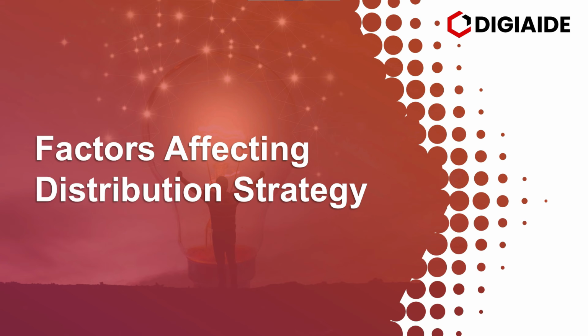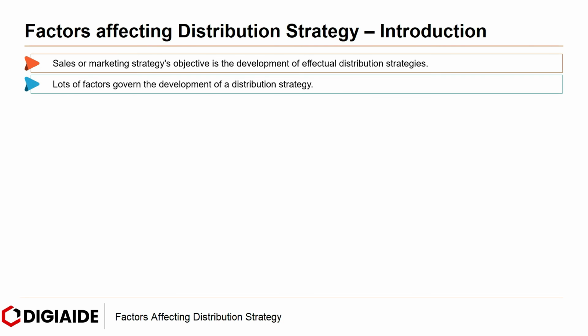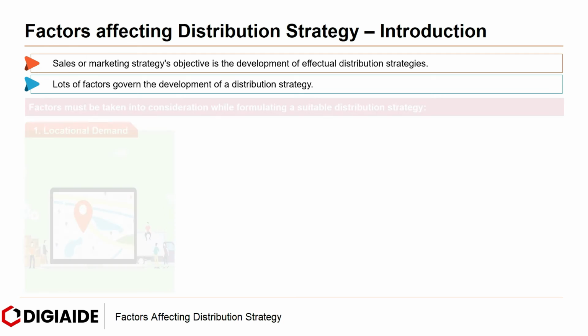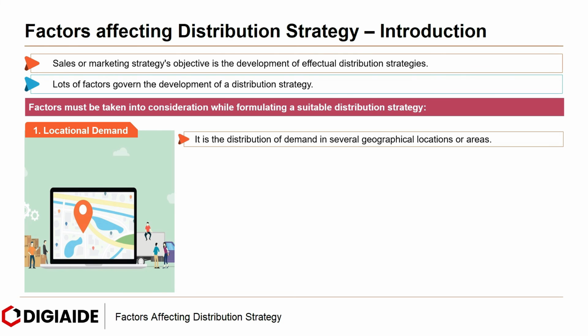In this video, we are going to cover the topic on factors affecting distribution strategy. Sales or marketing strategy objective is the development of effectual distribution strategies. Lots of factors govern the development of a distribution strategy. Let's understand these factors. First, locational demand. It is a distribution of demand in several geographic locations or areas.